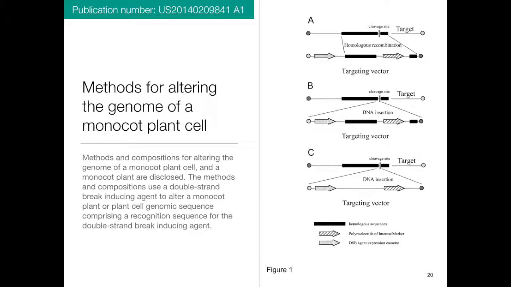Number 19. Methods for altering the genome of a monocot plant cell. Methods and compositions for altering the genome of a monocot plant cell and a monocot plant are disclosed. The methods and compositions use a double-strand break-inducing agent to alter a monocot plant or plant cell genomic sequence comprising a recognition sequence for the double-strand break-inducing agent.